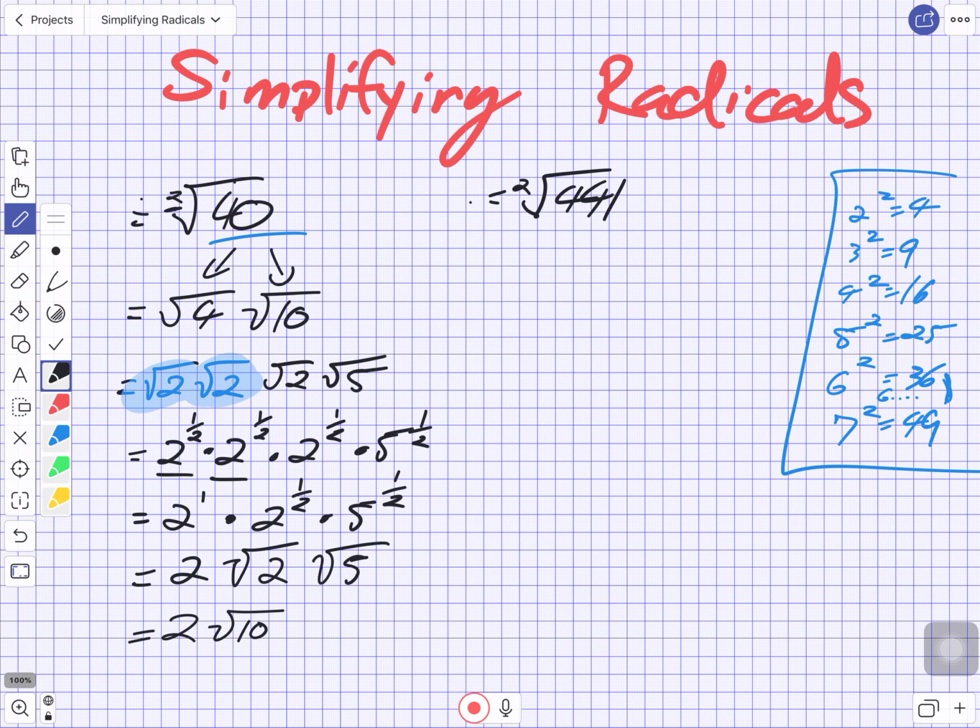Here's a much harder question: 441. What a ridiculous value I chose. What goes into it? I'm going to tell you right now, 3 goes into this. So help me out here. 3 divided into 441. Is that something you can do in your head or not quite? 3 goes into 441 how many times?